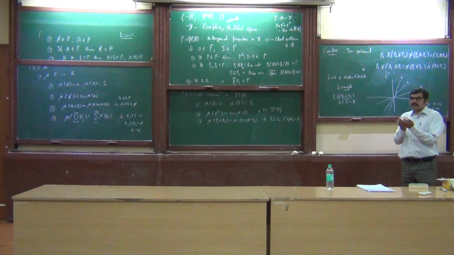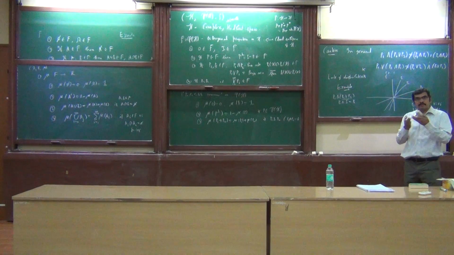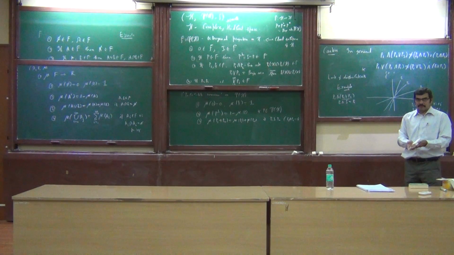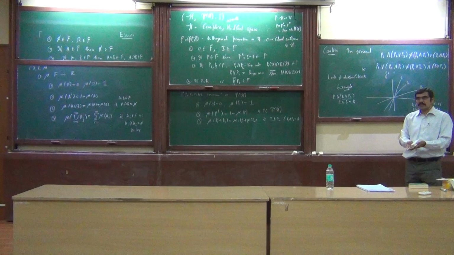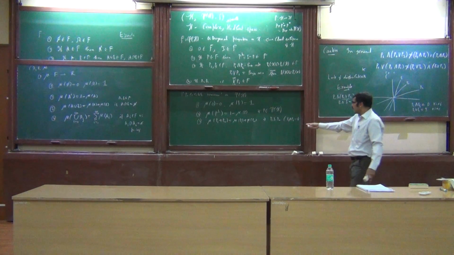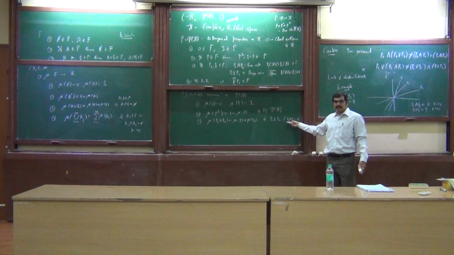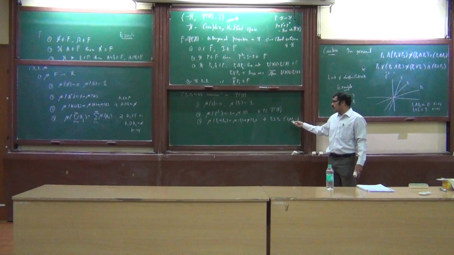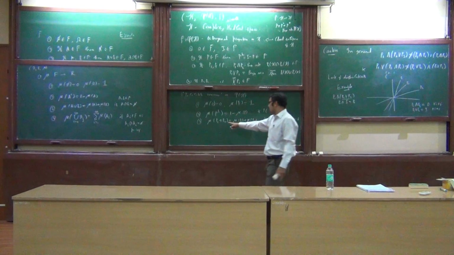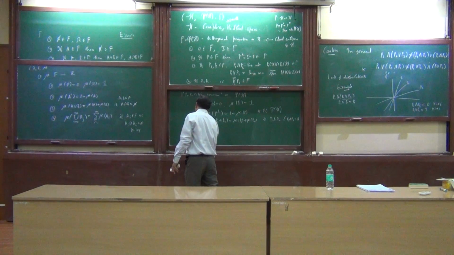So if you have two projections P1 and P2, P1 plus P2 is in general not a projection. It's a projection if and only if the intersection of the ranges is 0, that is, P1 P2 is 0. Then I would like this to add up. And the same thing in general.